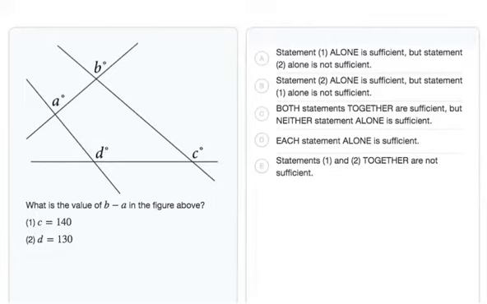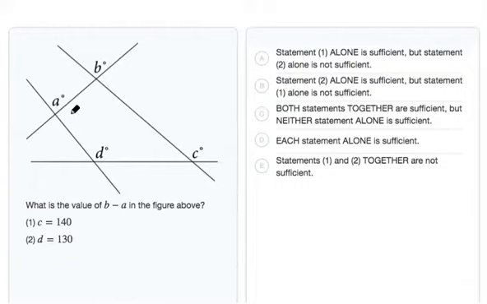To solve this data sufficiency question, we'll consider each statement separately first and then together if needed. So before the statements, the question asks us, what is the value of b minus a in the figure above? So in order to work through the different statements individually, let's go ahead and label our interior angles with additional variables so that we can easily reference them.